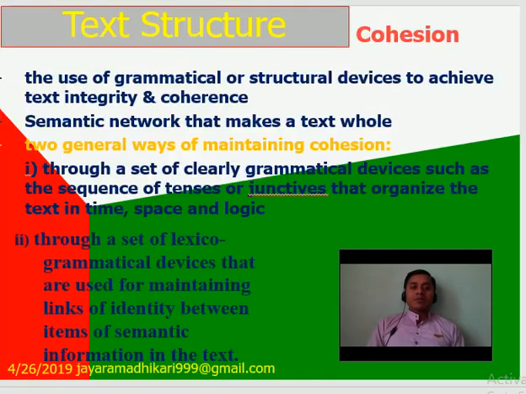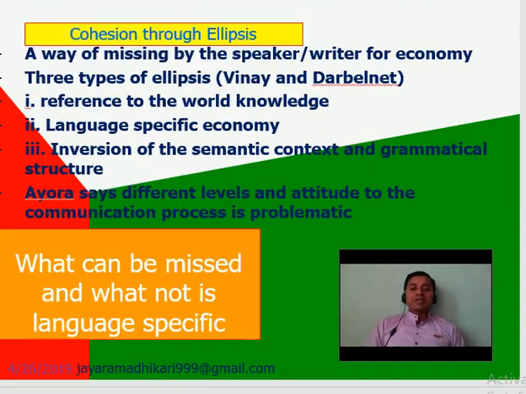By cohesion, we mean the use of grammatical or structural devices to achieve text integrity and coherence. So, it establishes the semantic network that makes a text a whole. There are two general ways of maintaining cohesion. The first one is through a set of clearly grammatical devices such as tenses, adjunctives, time, space, and logic. The second one is through a set of lexico-grammatical devices that are used for maintaining links of identity between items of semantic information in the text.